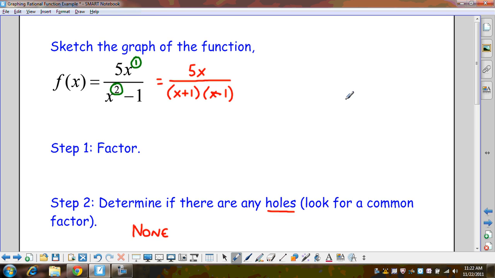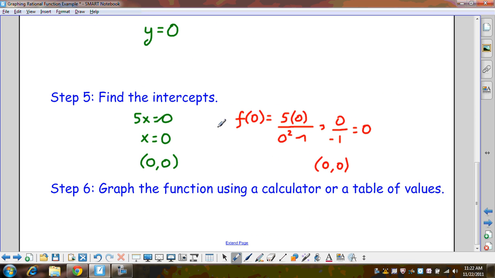So let's go over to the graph and notice how they're the same in this particular case, (0, 0). So I'm going to plot that point.